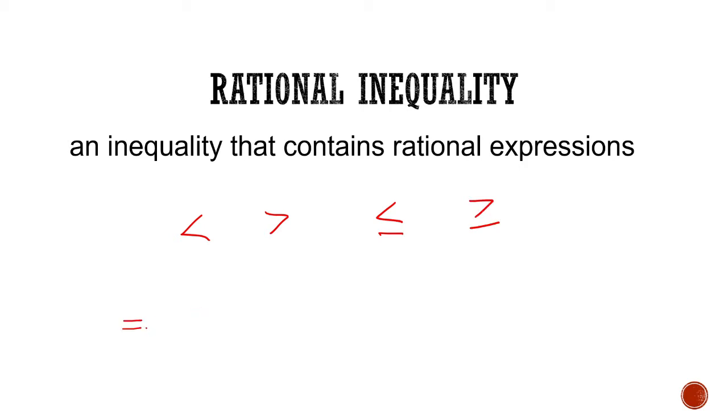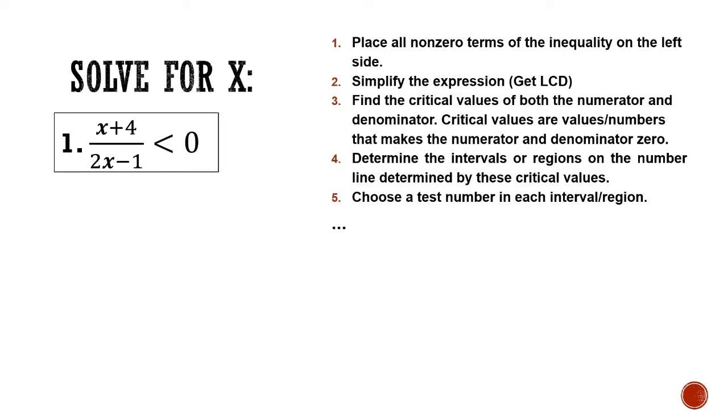An equation has a limited number of solutions. Inequalities, on the other hand, have many solutions. It can be infinite. So to solve for x in a rational inequality, step 1 is to place all non-zero terms of the inequality on the left side. In this rational inequality, we don't have a problem because nasa left side na yung fraction natin.